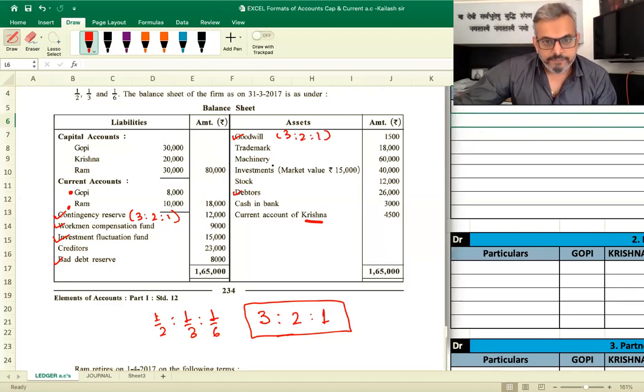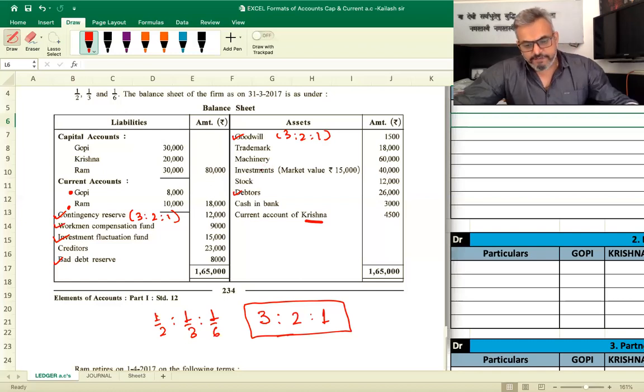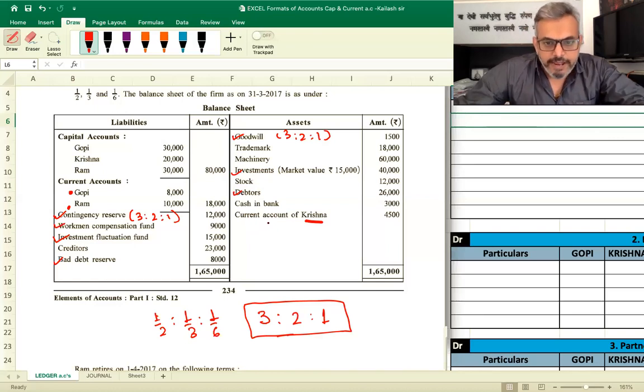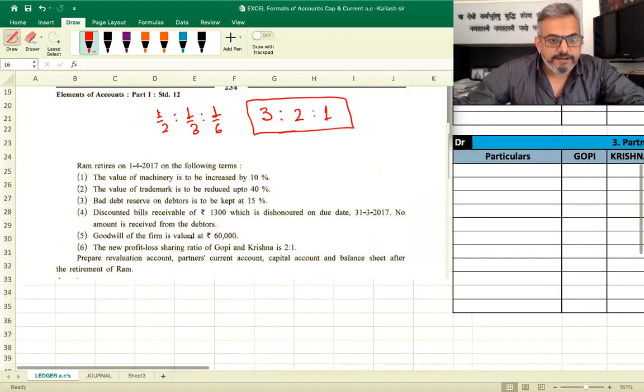Trademark, nothing is to be done for the trademark. Let's see if there is some adjustment given. Okay, we'll see later on. Machinery, investment, stock, debtors. Investment also tick, stock, debtors, cash in bank, we'll see later, and current account of Krishna. It is a debit balance. Go to current account debit side.